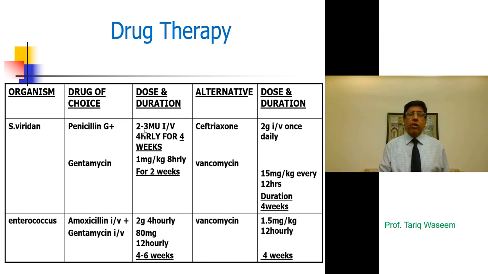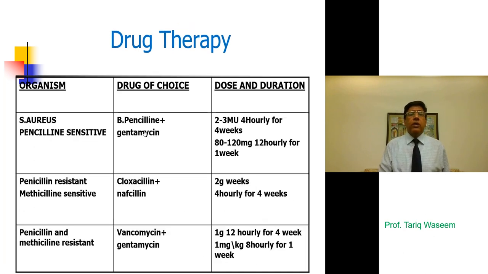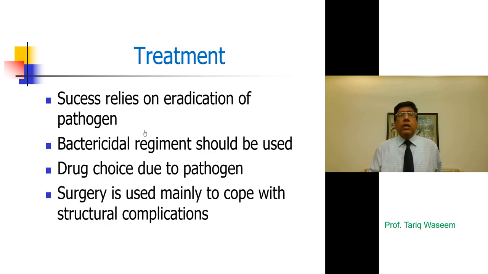If you're suspecting enterococci, you can think of either amoxicillin or gentamicin, or more so vancomycin would still be a good drug to give. Staph aureus usually still responds to benzylpenicillin and gentamicin, but sometimes you have to give it for a longer period, and maybe in a higher dosage. For penicillin resistant and methicillin sensitive, cloxacillin and nafcillin combination is good, and for penicillin and methicillin resistant, again vancomycin and gentamicin.